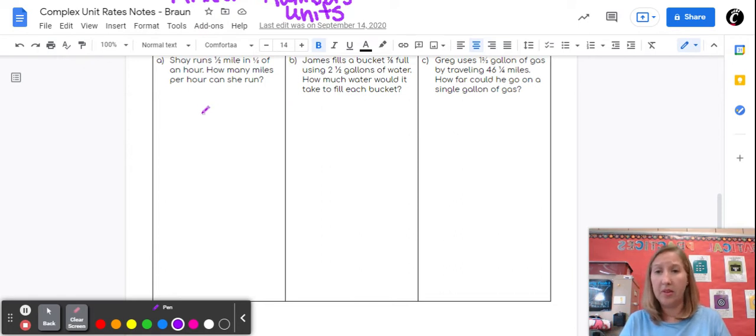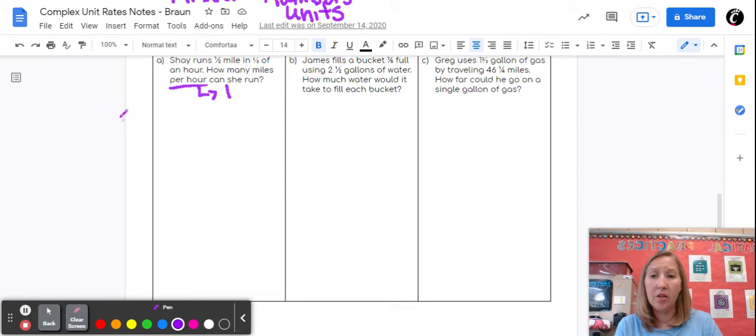So in this first problem, it says Shay runs 1/2 mile in 1/5 of an hour. How many miles per hour can she run? So the first thing we need to do is figure out which ratio is going on the top and which is going on the bottom. So we want to look for those keywords. And in this case, it tells us per hour, right? Which is telling us we have both miles and hours, but per hour is telling us that the hours are going to go on the bottom because per hour means for 1 hour. So our hours are going to be our 1.